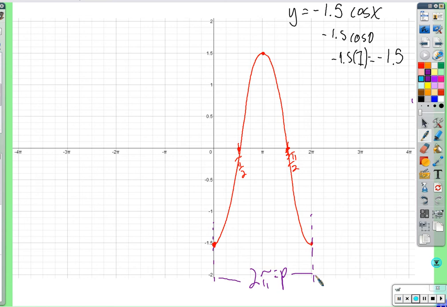So we change the amplitude. What's the amplitude of this graph? 1.5. Good, 1.5, not negative 1.5. Okay, amplitudes are always positive. So we've done 2 times the sine of x. We've done negative 1.5 times the cosine of x.